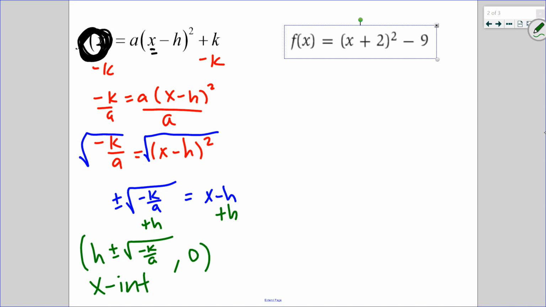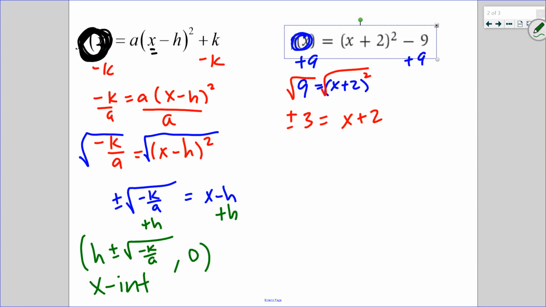So I'll show you an example with numbers here. If I want to find x-intercepts, I set it equal to 0. And really, I'm going to do the same algebra that I did before. I'm going to add 9. So I get 9 equals x plus 2 squared. I can take the square root right off the bat. Got my squared there. But I get plus or minus 3 equals just x plus 2.